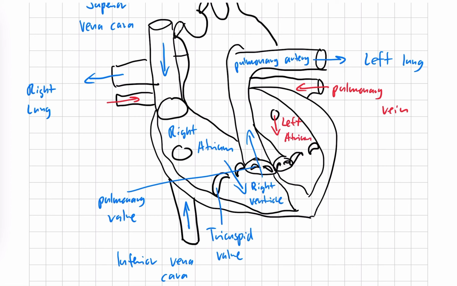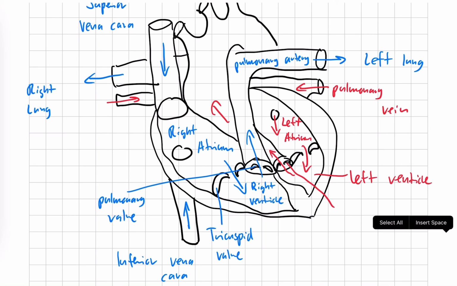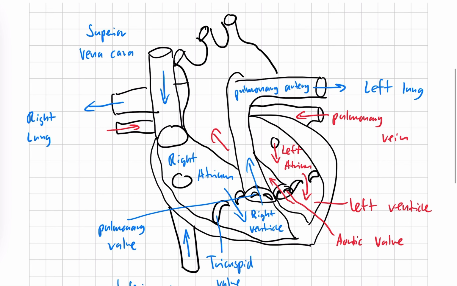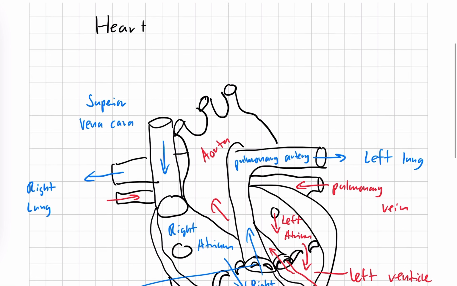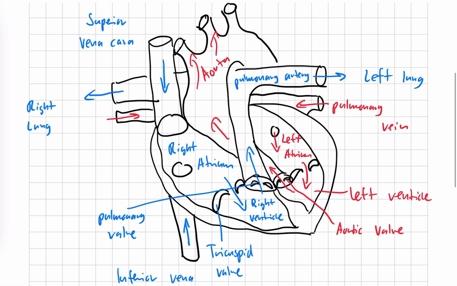Then from the left atrium, the oxygenated blood gets pumped into the left ventricle. And then from the left ventricle, it gets pumped through the aortic valve into the aorta. And from the aorta, the oxygenated blood gets pumped back to all parts of the body. So your body gets oxygenated blood again.